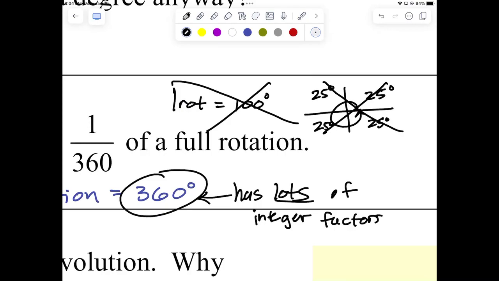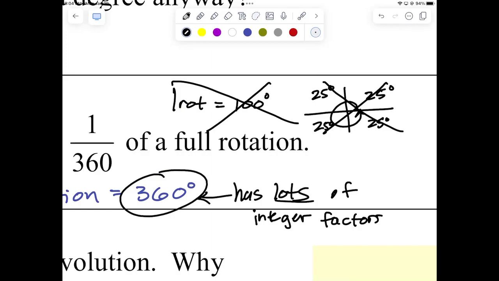It has lots of integer factors. Okay, so when you split 360 up into 4 parts, you get 90, and then 90 is an even number. So it has lots of integer factors. We can start listing them. 1, 2, 3, 4, 5, 6. Okay, the first 6 integers are factors of 360.